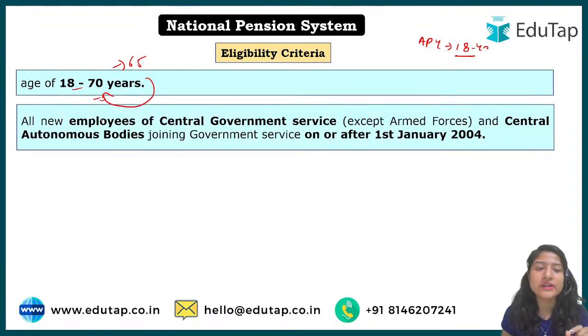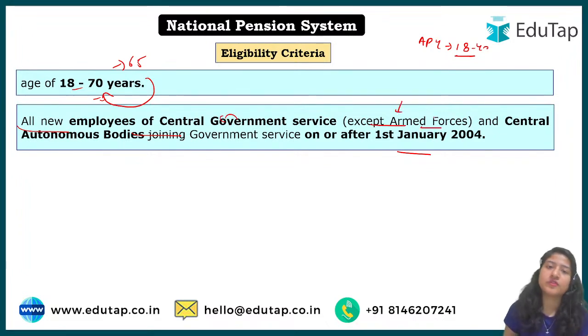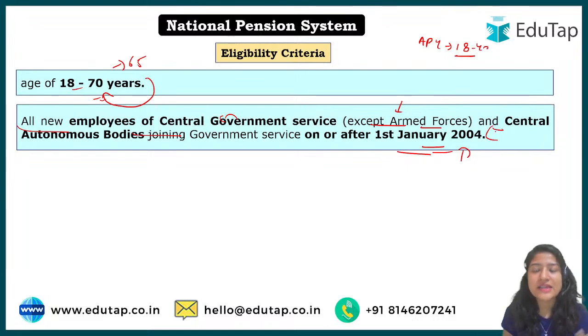ठीक है. Now this particular scheme, when it was launched in 2004, with effect from 2004, all new employees will automatically come under the NPS scheme. But there is a condition: except for armed forces. Armed forces are not under the NPS system, they have their separate system. ठीक है. But anybody related to the central government, all the new employees on or after 1st January 2004, whenever they join the office, are eligible and will be part of NPS.